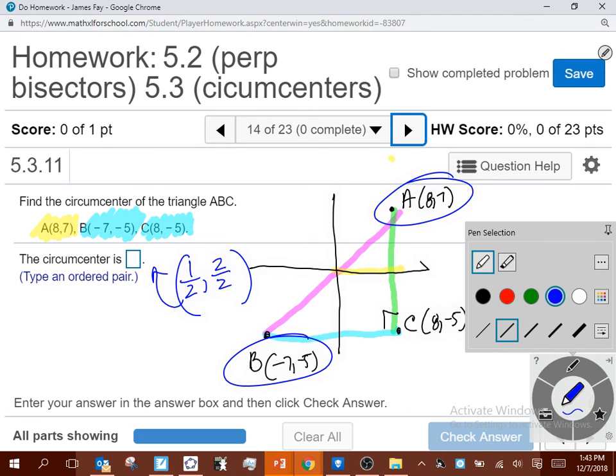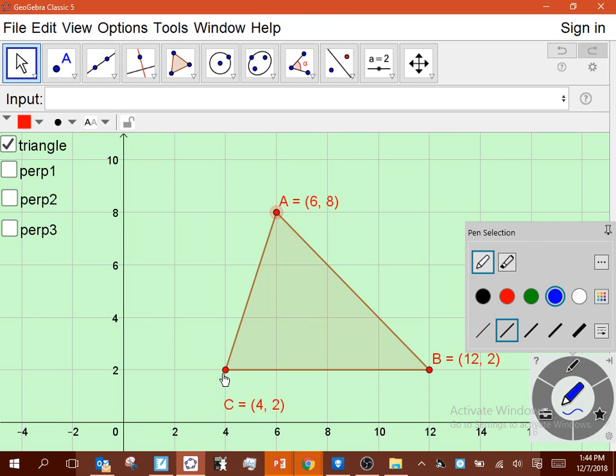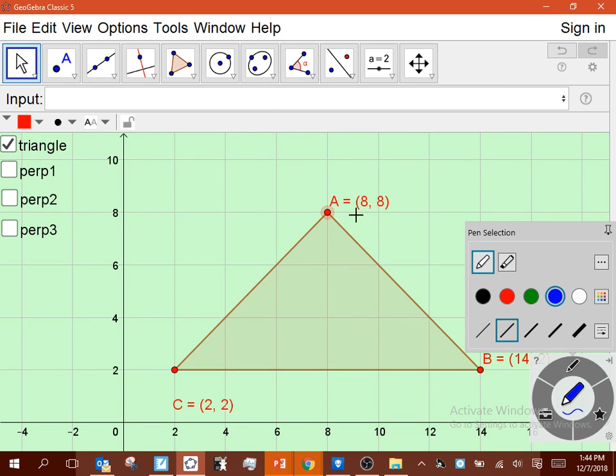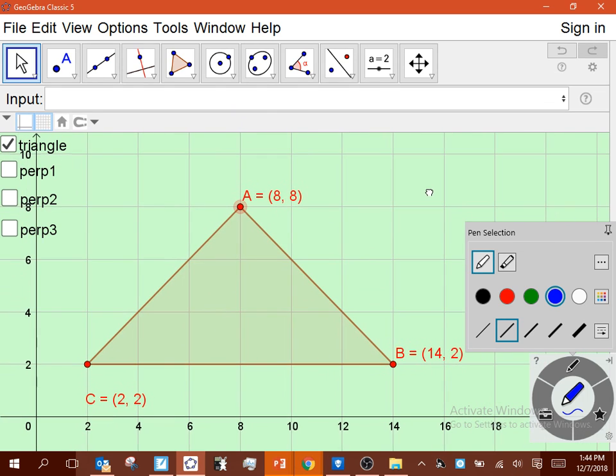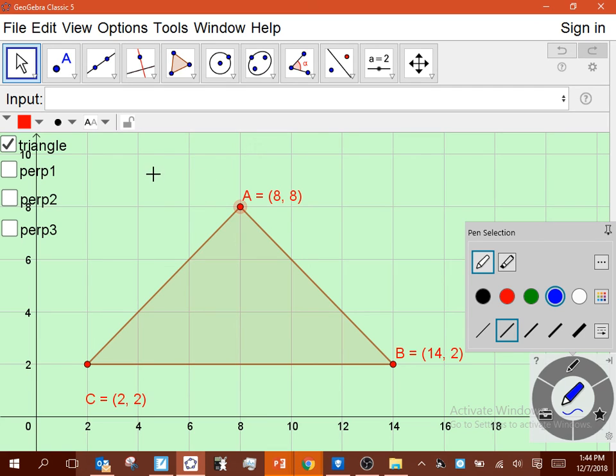Okay. I want to do one that is still a right angle, but the points might not orientate themselves real well that way. Let's go to GeoGebra and do this. If I look at that right there, okay, those ordered pairs, so in the problem they give you 2, 2, 14, 2, and 8, 8. If I look at those, is there a right angle? It's not as easy to see as it was in the last one.